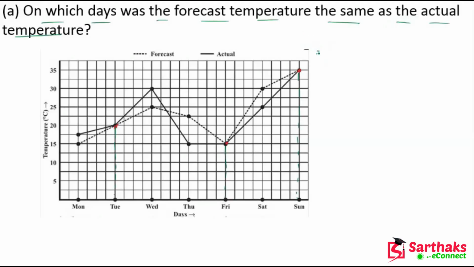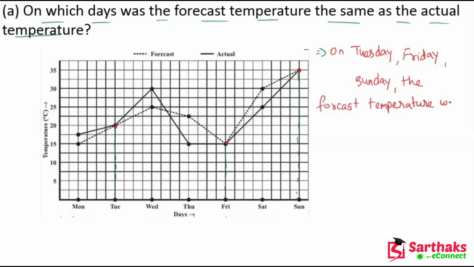Okay, so here we can write it as: on Tuesday, Friday and Saturday the forecast temperature was the same as the actual temperature. Okay, understand, my dear friends?